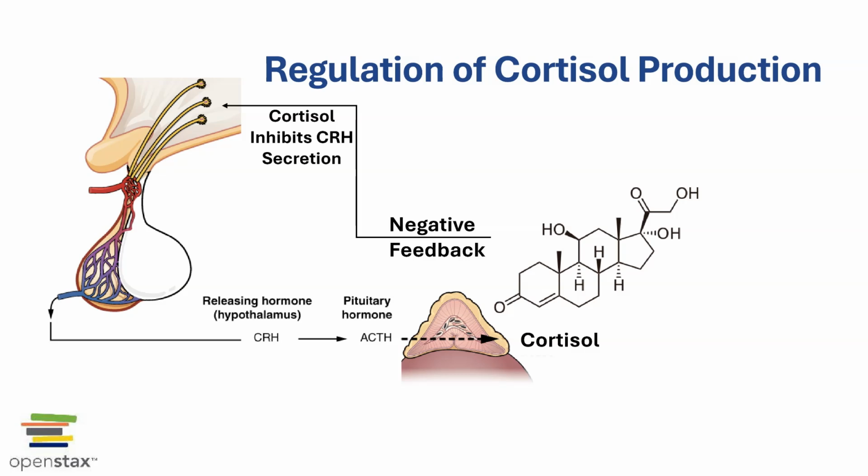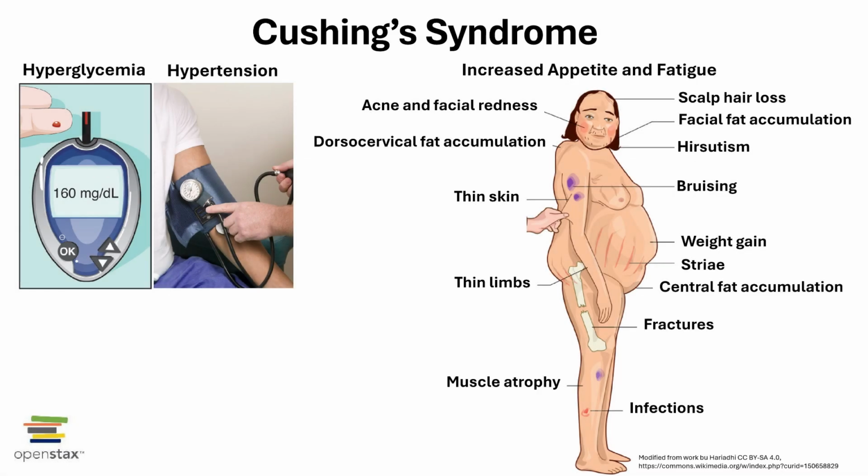Now let's connect this to clinical conditions. Cushing's syndrome results from excessive glucocorticoid signaling, most commonly due to long-term use of corticosteroid medications. Common symptoms include increased appetite and fatigue. Clinically observable signs include hyperglycemia, hypertension, and weight gain.